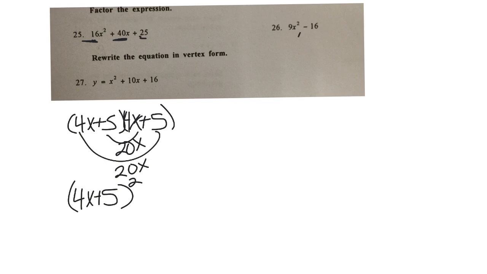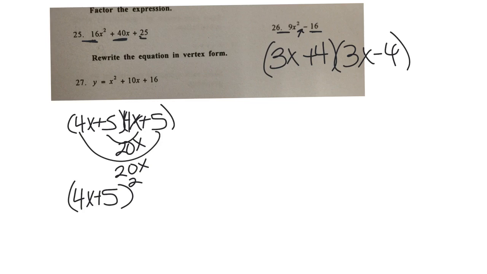Number 16 is a difference of two perfect squares. So that's 3x plus 4 and 3x minus 4. You need to recognize these and be able to factor them pretty quickly.